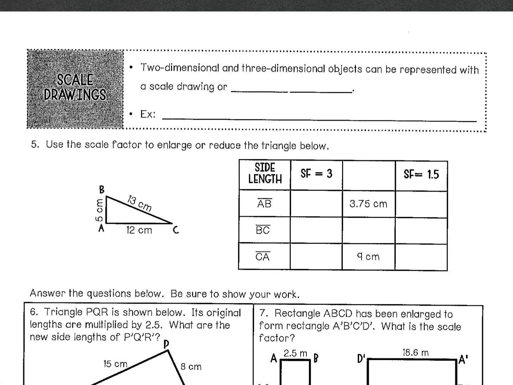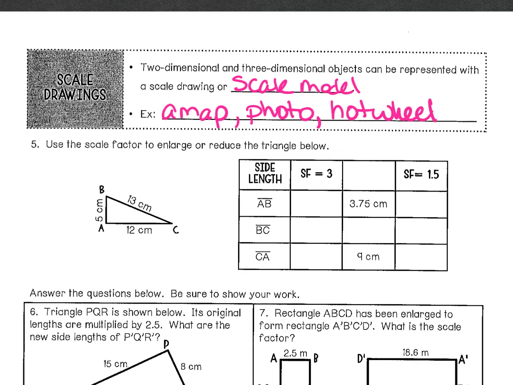So scale drawings, it's 2 or 3 dimensional objects that can be represented with a scale drawing or a scale model. Okay, so some good examples, like a map. A map is a great example you've seen plenty of for scale drawing. A photo could be a scale drawing because we can make that bigger or make that smaller. Okay, blueprints, shadows and objects, like Hot Wheels cars. Those are actually to scale. A lot of architects use a model, and that model is to scale, so they just blow it up, make it bigger.